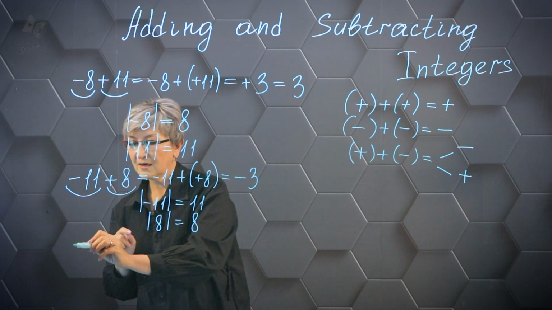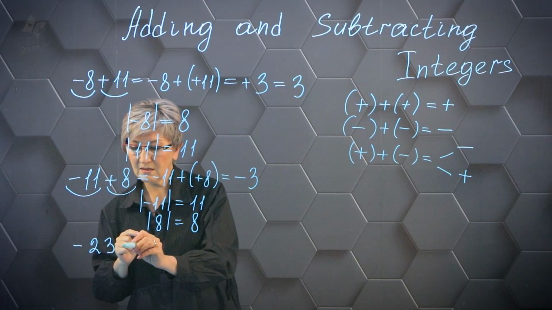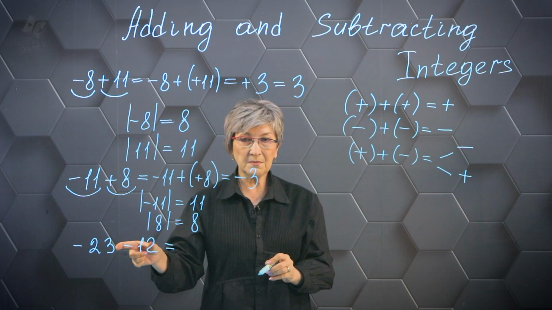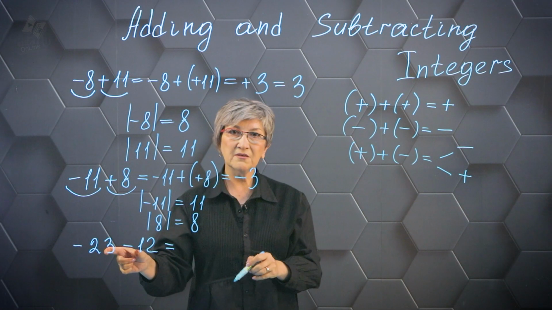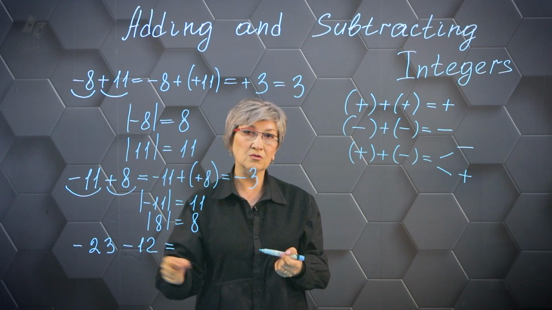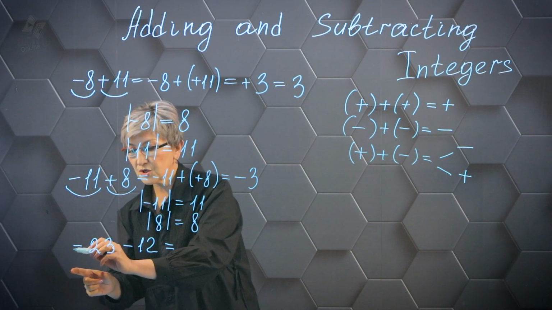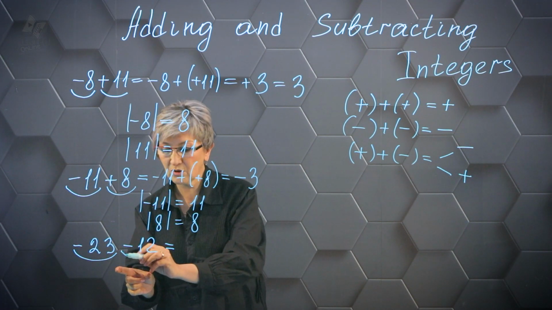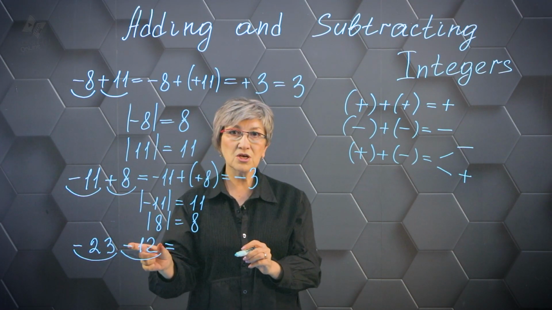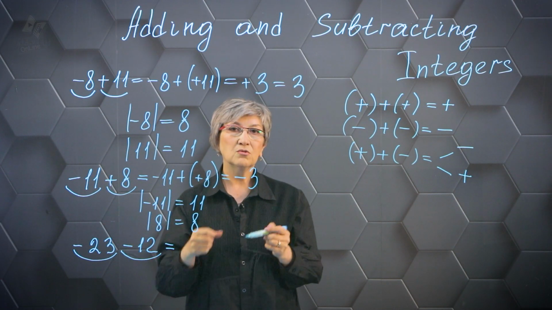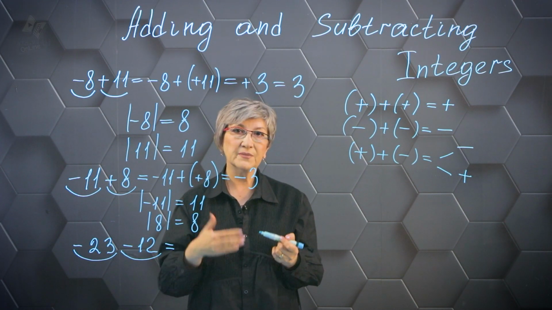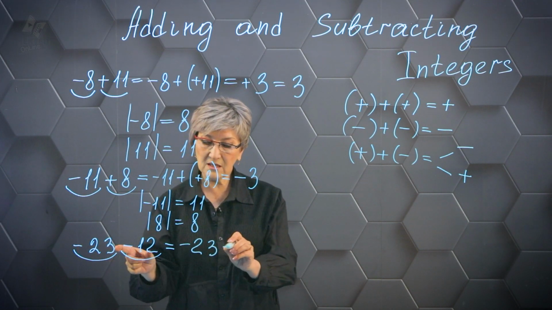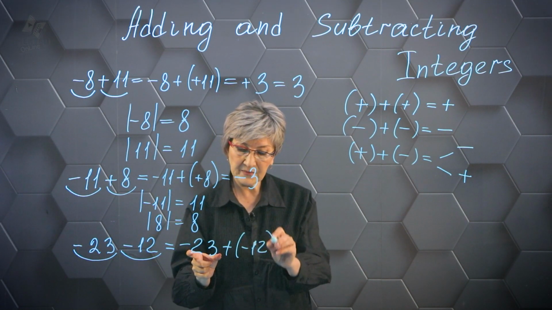Another example. Minus 23 minus 12. In this example, we also consider the addition of two numbers. But what numbers? The number minus 23 is a negative number with a minus sign. And the number 12 is also negative with a minus sign. But then where is the addition? Let's write down this example in another way. Minus 23 plus minus 12.